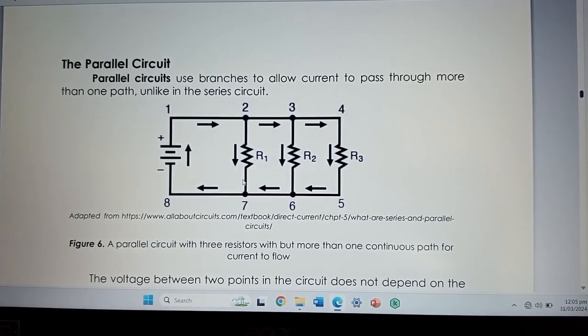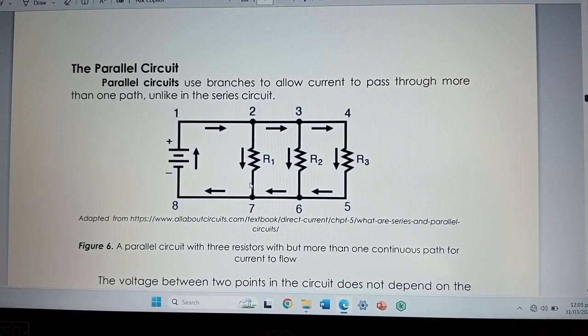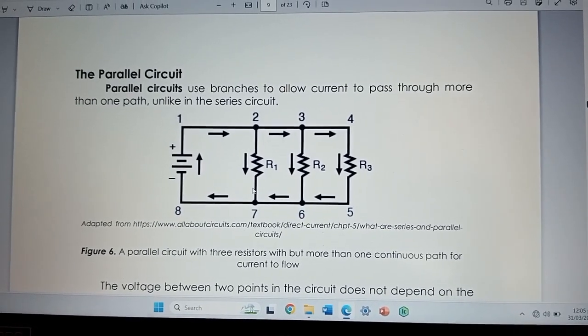Good day. Today I'm going to discuss part of week 6 of quarter 3 in General Physics 1, which is entitled Direct Current Circuit. We will discuss parallel circuits. So what are parallel circuits? Parallel circuits are branches that allow current to pass through more than one path, unlike in the series circuit.